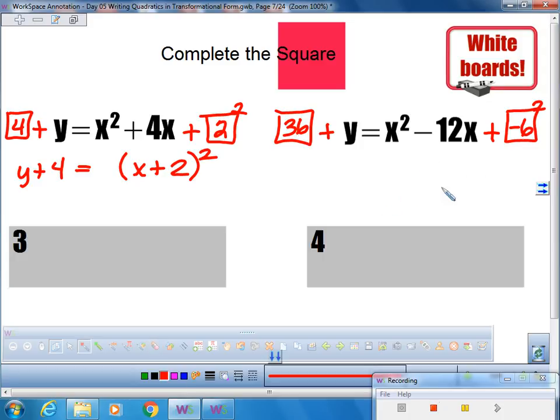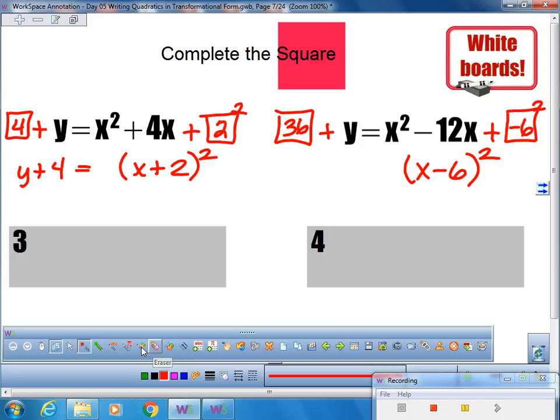But this negative 6 in here, I try and leave it like that because I know that this perfect square binomial is going to be x minus 6. So it's like these match, right? This matches this, and then the square ends up on the outside. So it ends up being x minus 6 squared equals y plus 36. Another one? Okay.